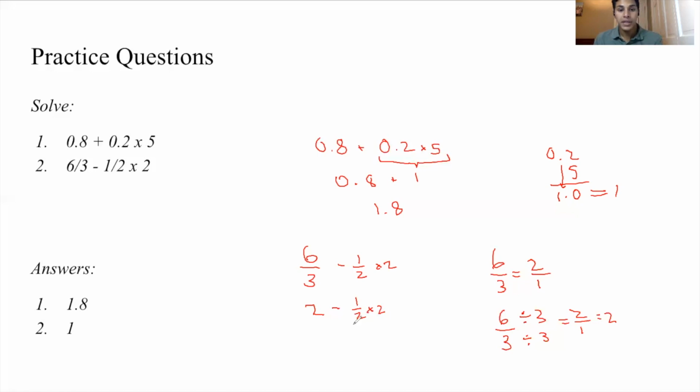Now, order of operations tells us that multiplication comes before subtraction, and it doesn't change even though we have fractions. So 1/2 times 2 is half of 2, which is just 1. And finally, if we do 2 minus 1, we simplify to 1.